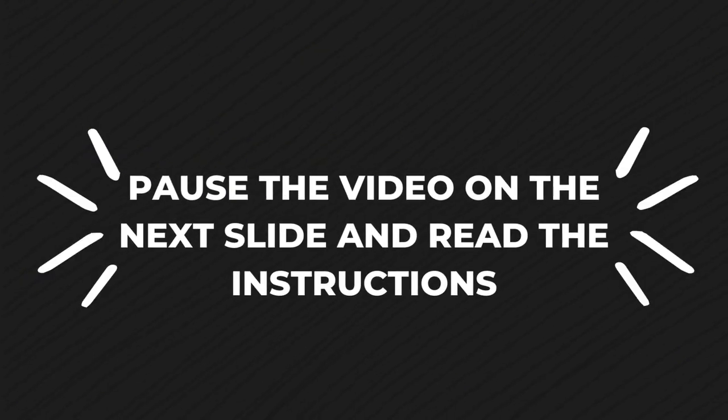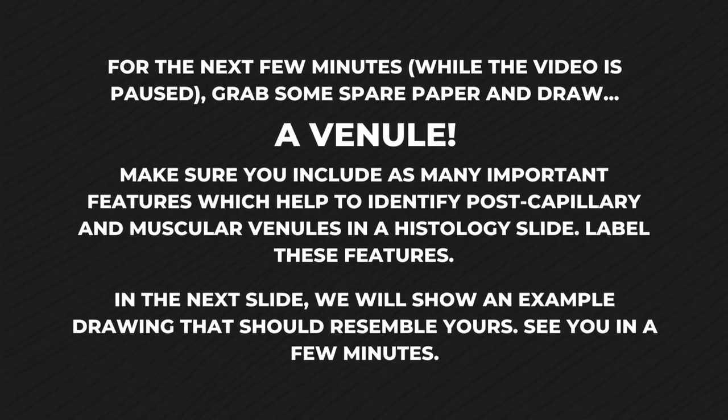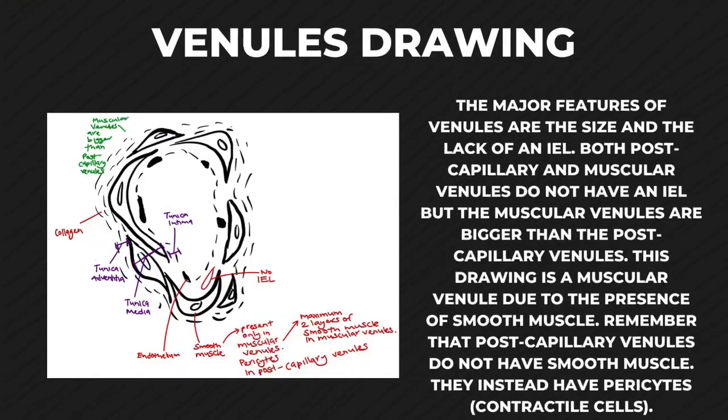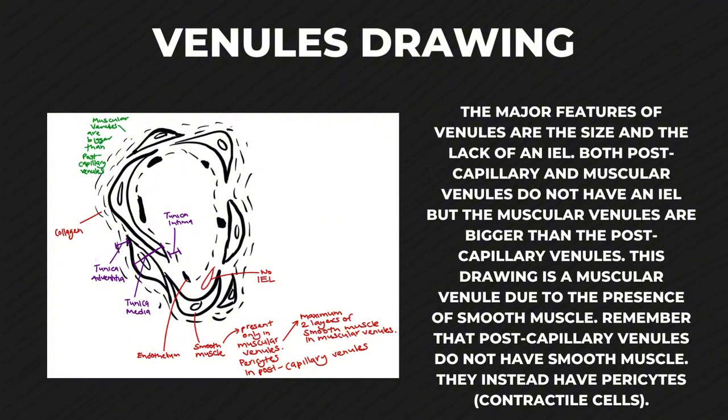Pause the video on the next slide and read the instructions. The major feature of venules are the size and the lack of an IEL. Both capillary and muscular venules do not have an IEL, but the muscular venules are bigger than the postcapillary venules. This drawing is a muscular venule due to the presence of smooth muscle. Remember that postcapillary venules do not have smooth muscle, they instead have pericytes.